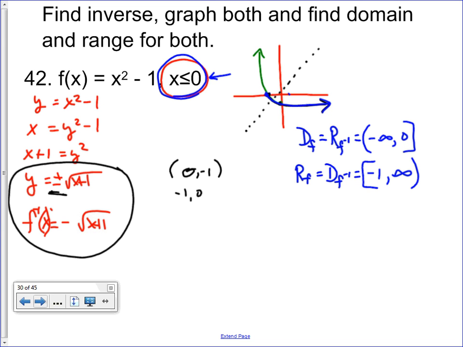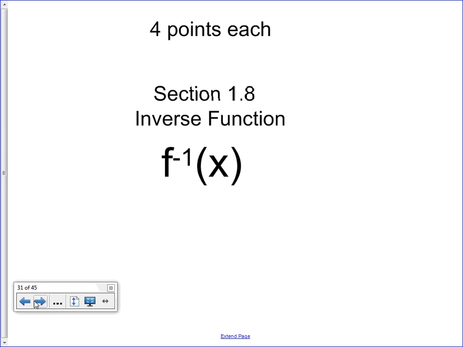I hope you were listening, because you might see that again. Okay, so there are 4 points apiece. You can put a grade on your paper. This was checking section 1.8 inverse function homework.